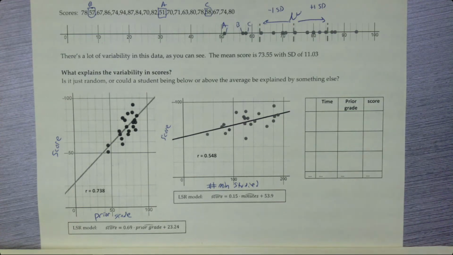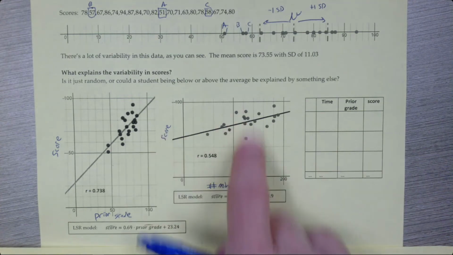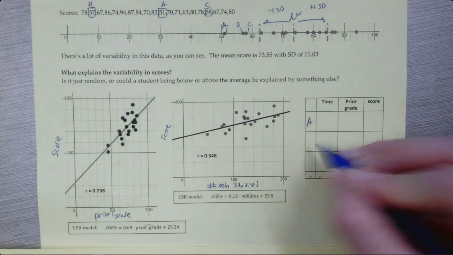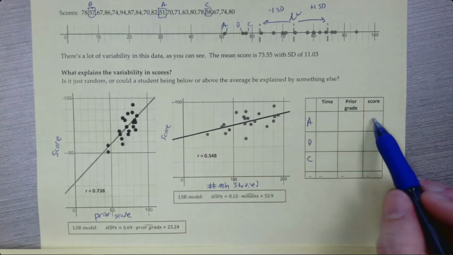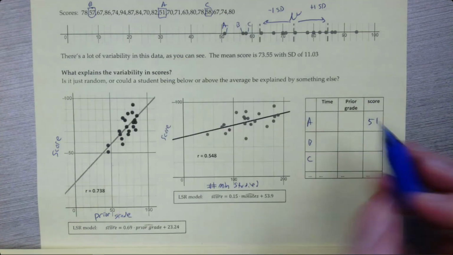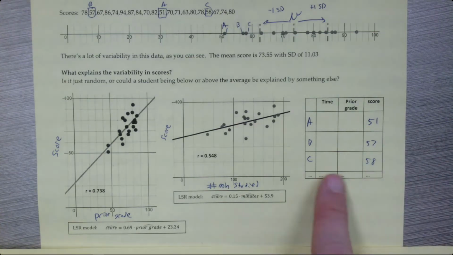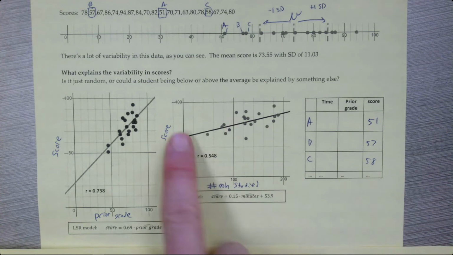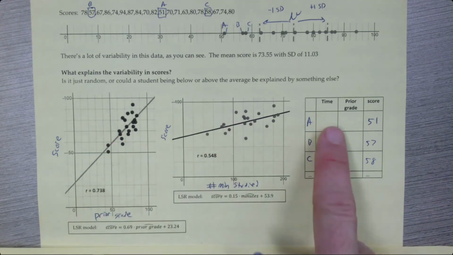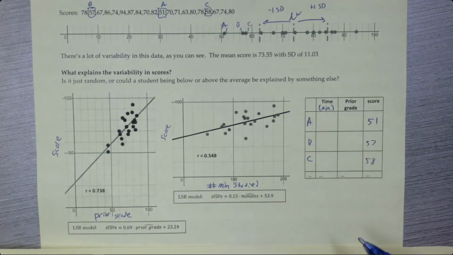Okay, so go ahead and try and fill in this data table based on visual estimates. For students A, B, and C, we know what their real score was. Student A scored 51, student B scored 57, student C scored 58. Go ahead and try and fill in, based on these two graphs, how much time did they spend studying? What was their prior grade?